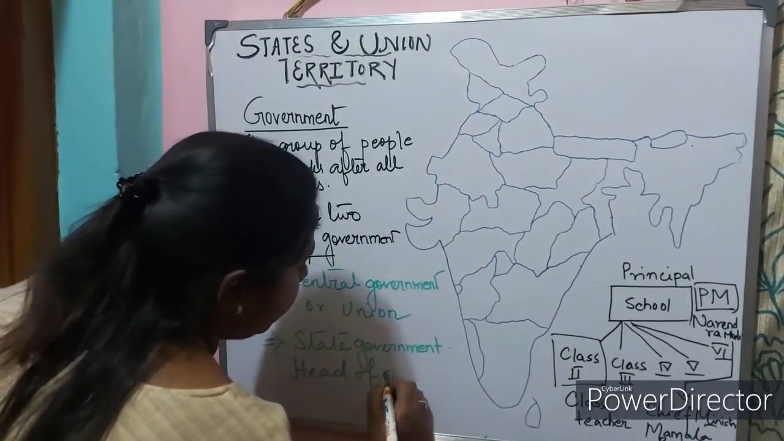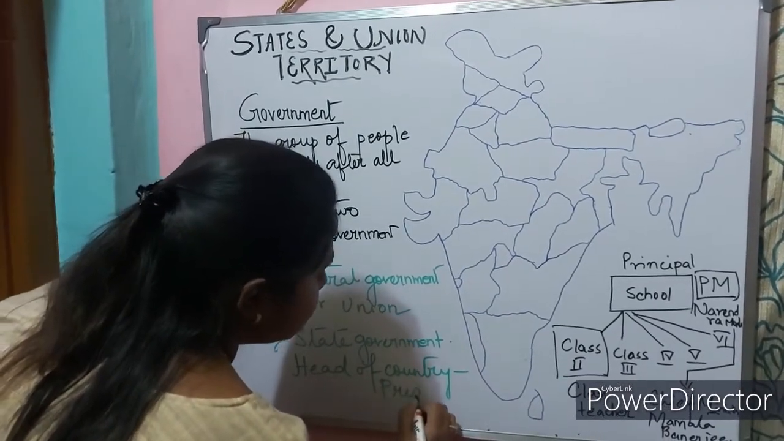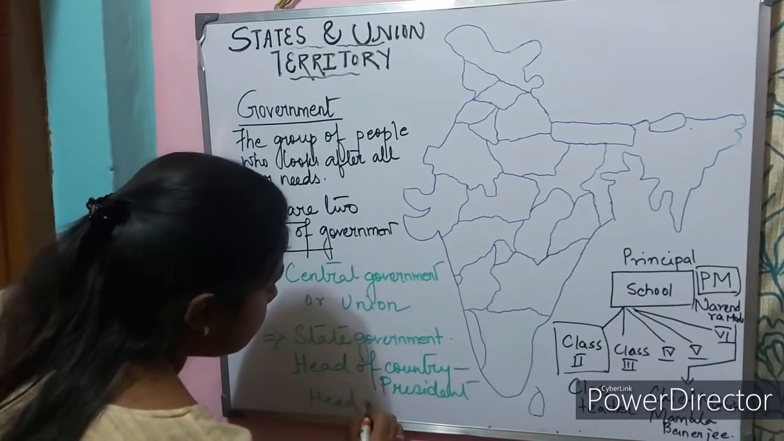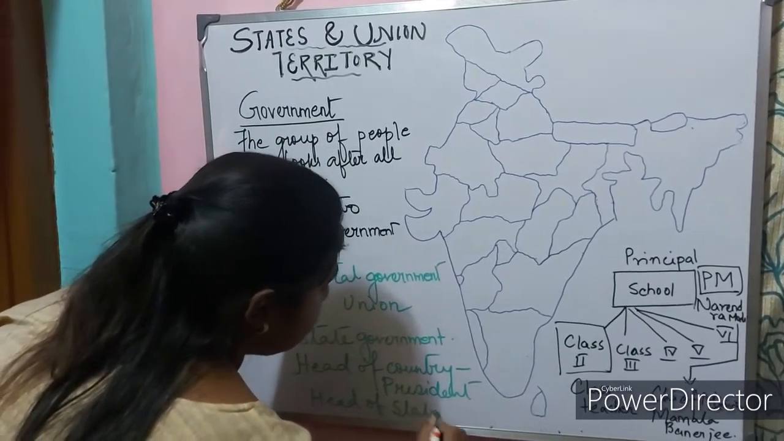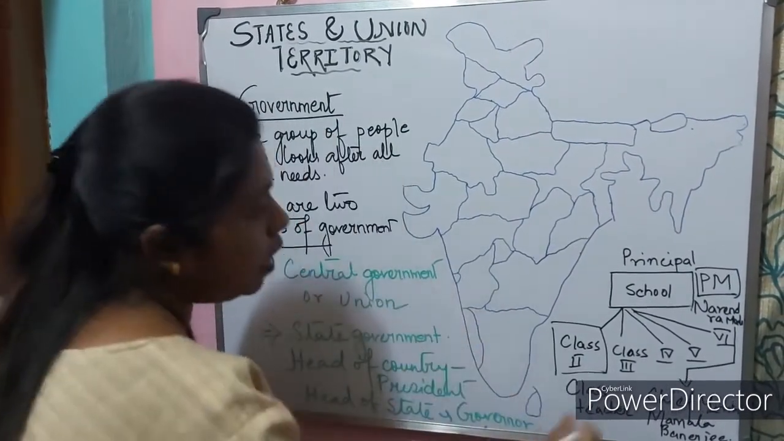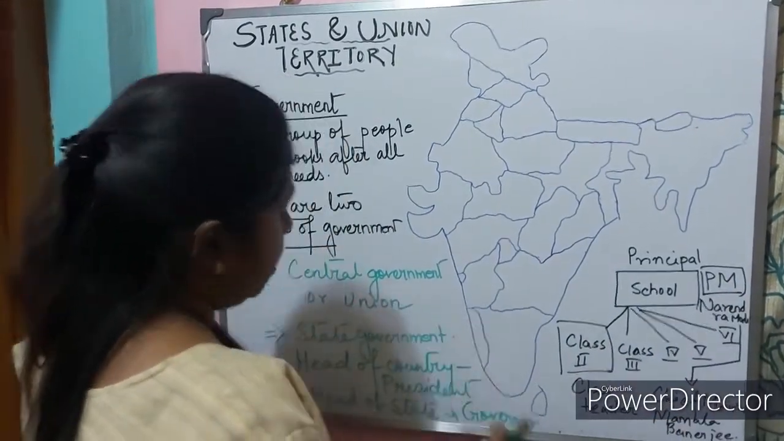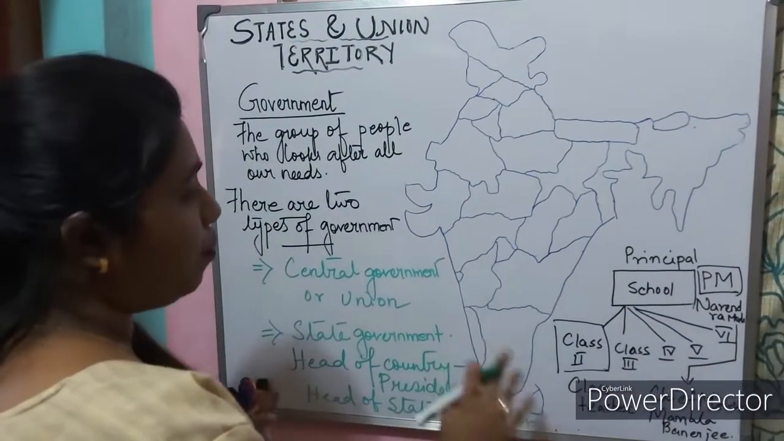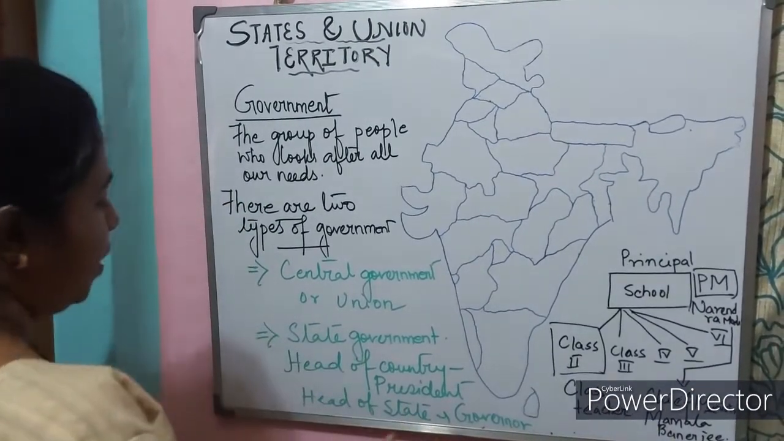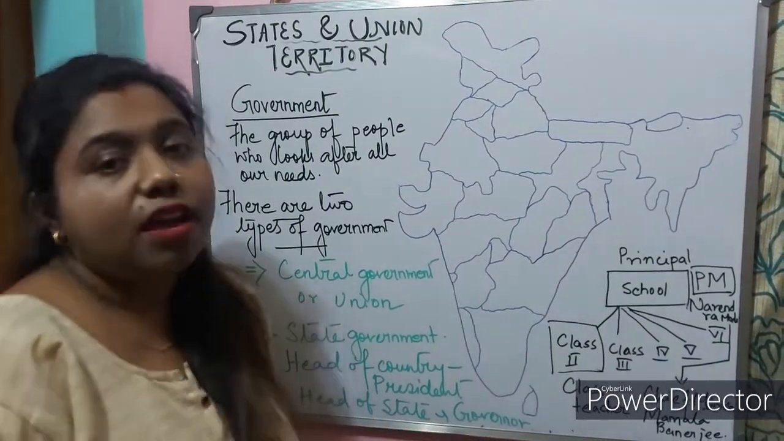Head of our country is the President, and head of state is the Governor. Here I gave you the example of Prime Minister and the Chief Minister. So they are the head of the government. Prime Minister is the head of the central government and Chief Minister is the head of the state government. And who is the head of the country? The President, and the head of the state is the Governor.